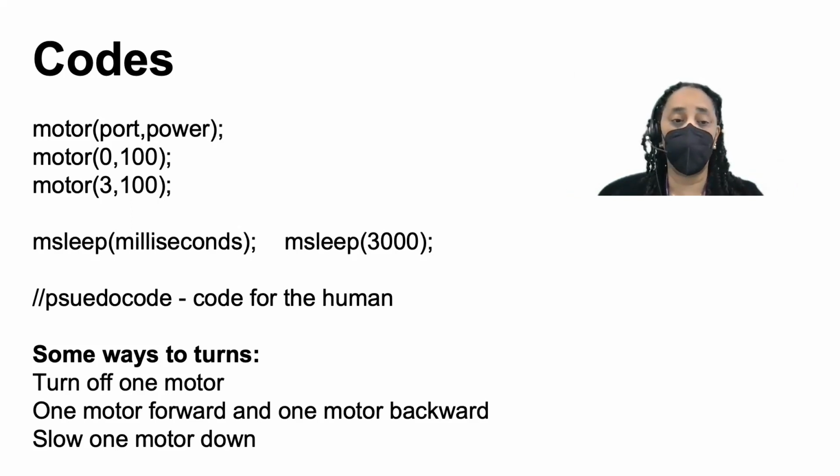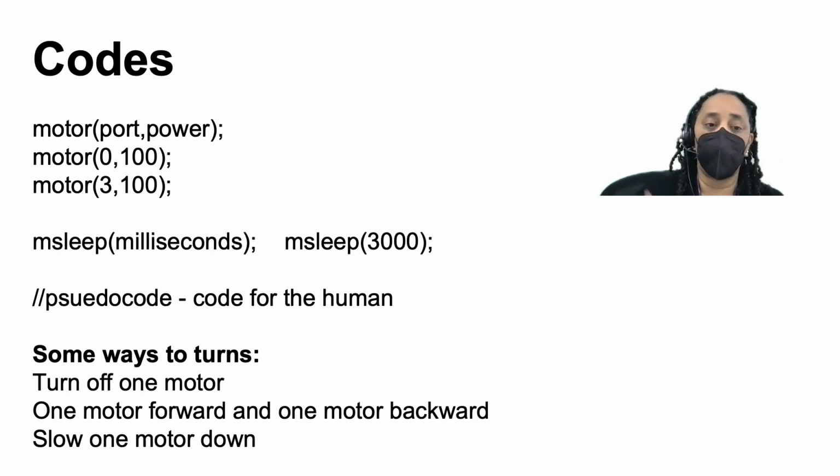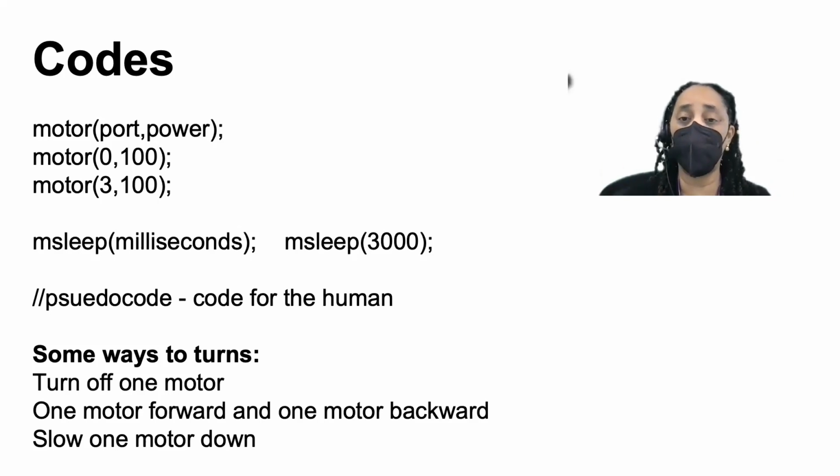Okay. So, pseudocode is when you see the two slashes and then you write notes for yourself. So pseudocodes are notes for yourself. And it's important to do that when you have a lot of code so that you can figure out where your turn left is, where your turn right is, where you go forward, and all of those things.